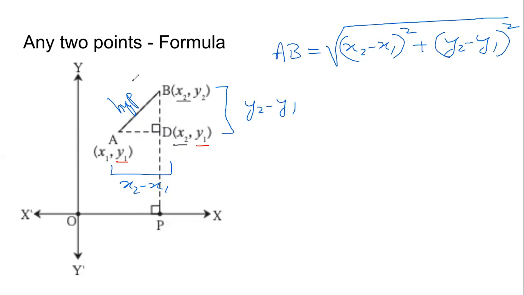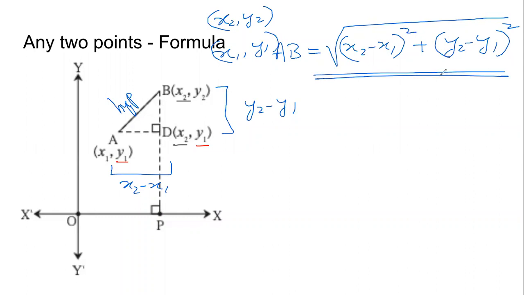So what exactly are we saying? We are saying if the 2 points are x2, y2 and x1, y1, then the distance between them can be calculated like this. And this is called the distance formula.